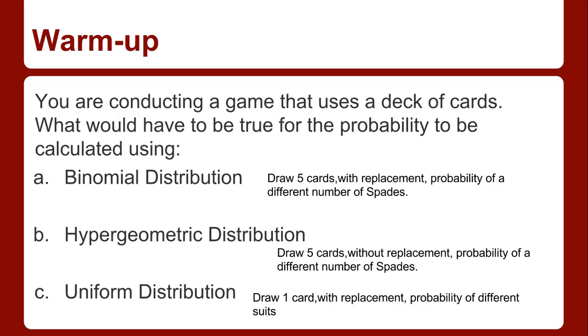So you'd have to have something where every different outcome has the same probability. Binomial, hypergeometric, the outcomes are 0 spades, 1 spade, 2 spades, 3 spades, 4 spades, or 5 spades. Each one of those outcomes has a different probability, no matter if you're binomial or hypergeometric. Uniform, you have to have the same probability every time.